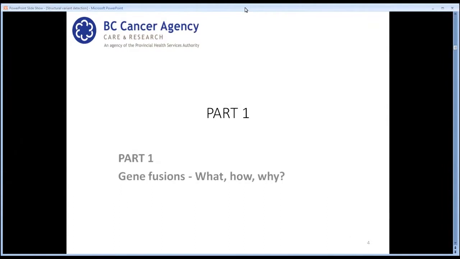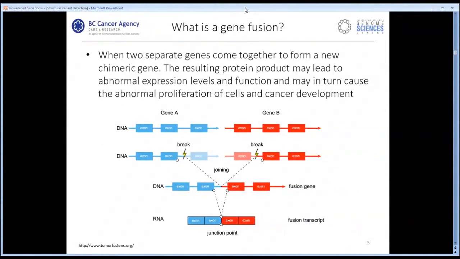Okay, so part one, gene fusions. What, how, and why? So I'm going to start with describing what a gene fusion is. A gene fusion is when two separate genes form together to produce a chimeric gene. The resulting product may lead to abnormal expression and gene function and can cause abnormal proliferation of cells and cancer development. So in the schematic, you can see that a breakpoint in the DNA is usually intronic and forms together to give a fusion gene. And at the RNA level, we would get what's called a fusion transcript, where exons generally match at exon-exon boundaries.